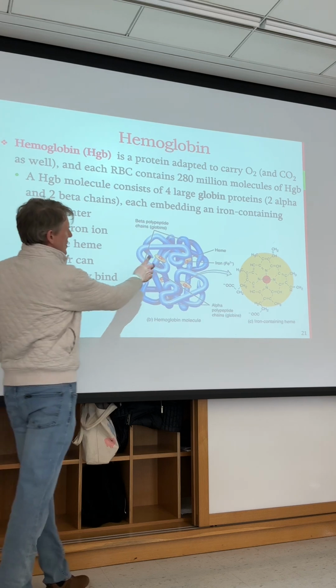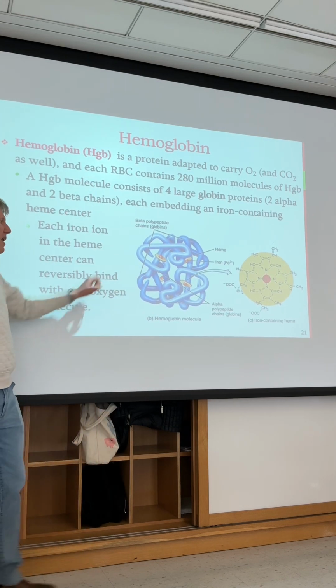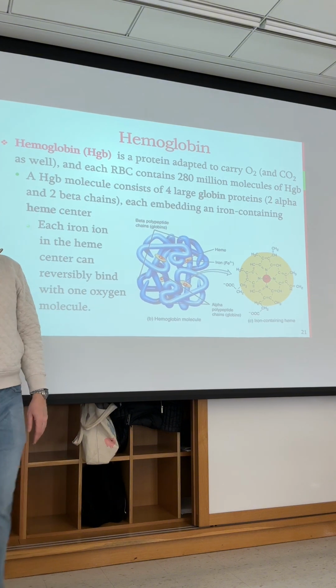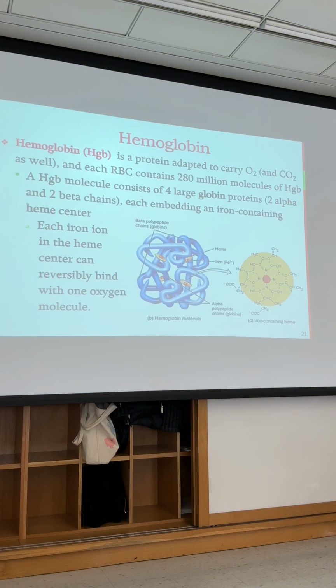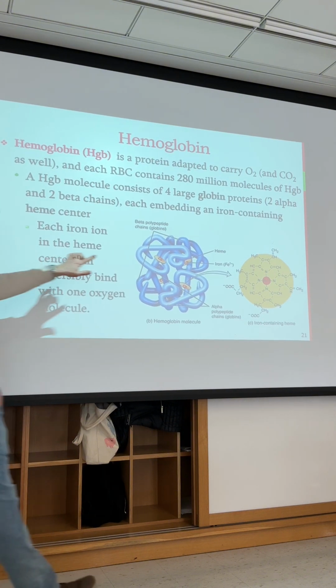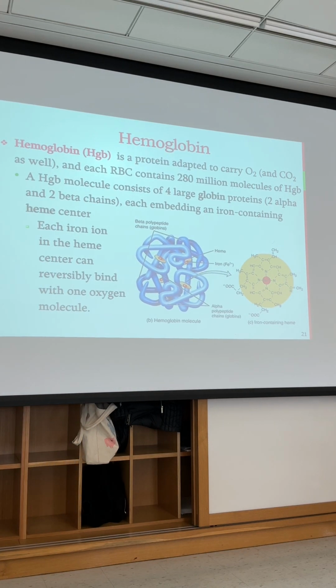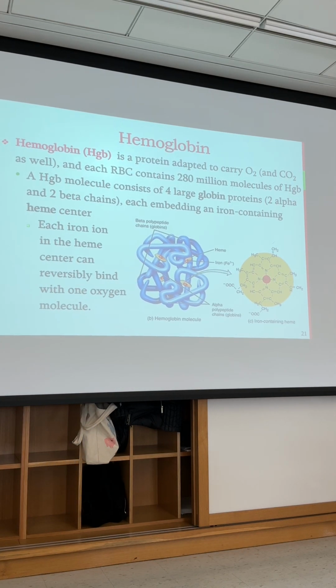And then in the middle of each of these chains is kind of where the action is. In the middle of each chain are what are called the heme groups. Okay? And in the middle of the heme groups, shown in red, are an iron atom. And the iron is where the oxygen actually attaches.